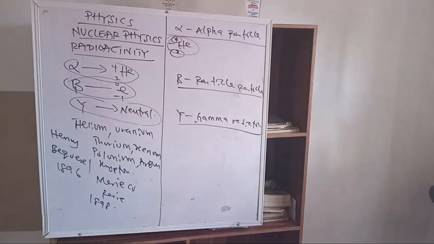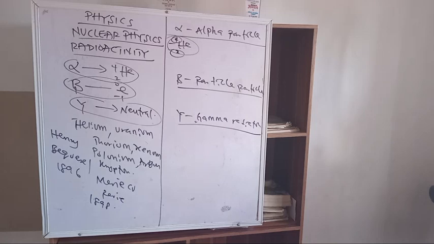The first property of beta particle, number one, is that they ionize gases to a lesser extent than alpha particle, because alpha particle also ionizes gases. Number two is that they move with high velocity compared to alpha particle. Number three, they have more penetrating power than alpha particle. These ones cannot be stopped by paper.